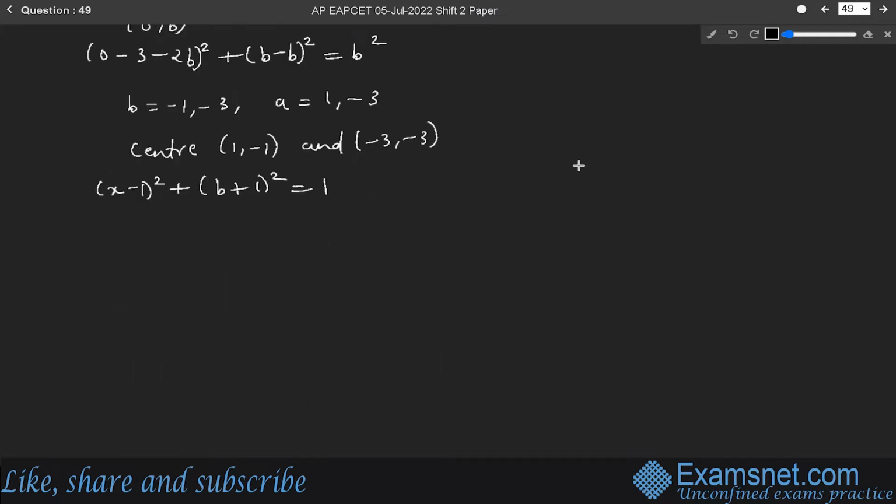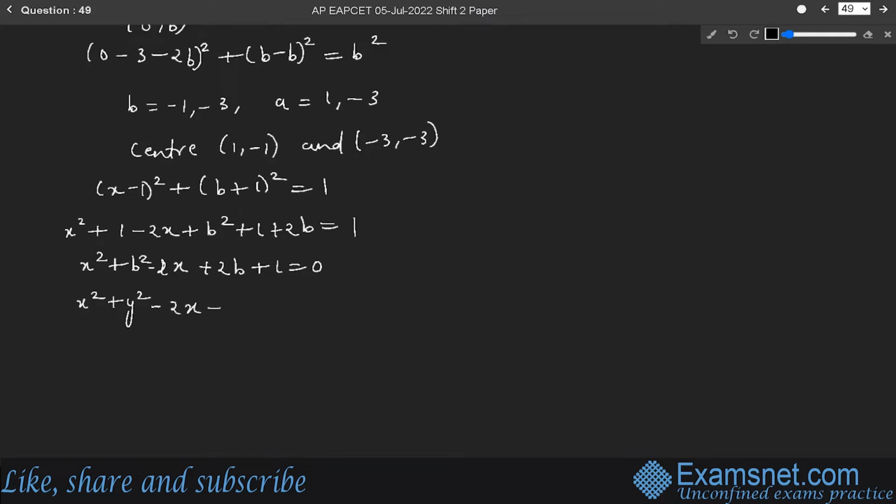Now, let us solve this equation. On applying the formula for (a minus b) whole square and (a plus b) whole square, it will be x square plus 1 minus 2x plus b square plus 1 plus 2b is equal to 1, which will be x square plus b square minus 2x plus 2b plus 1 is equal to 0. Now replacing b by y here, we will get x square plus y square minus 2x plus 2y plus 1 is equal to 0, which is the required equation.